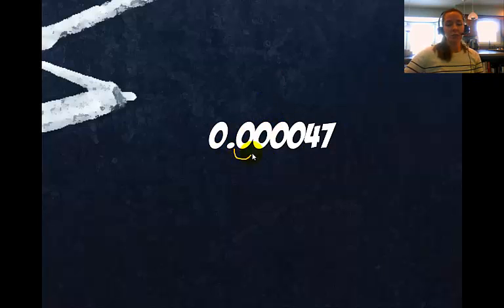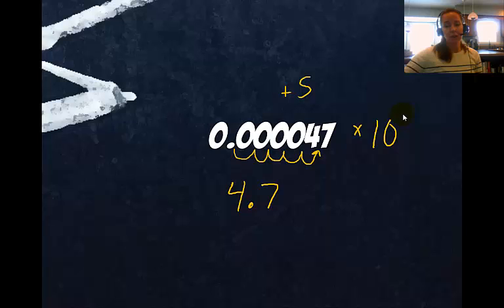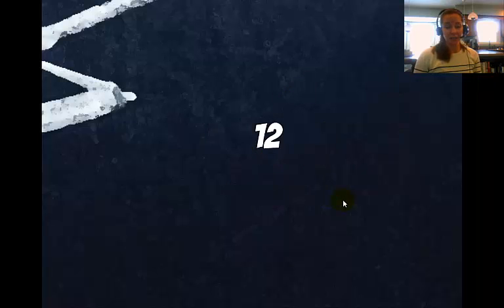Let's scoot this one to the right until we get snug as a bug in a rug. 4.7. So I just gave 1, 2, 3, 4, 5 spots of power there, which means my exponent would be 10 to the negative 5th. Where it was 0, we had to take 5 spots of power, so that's a negative.